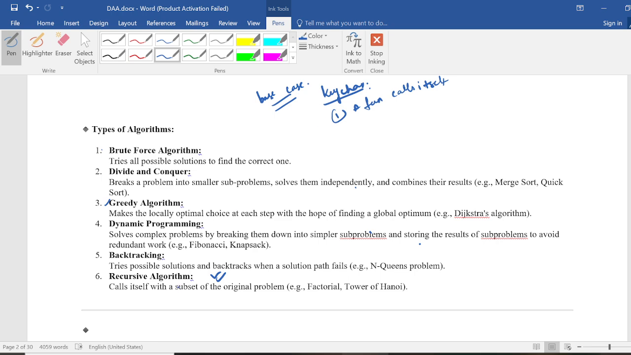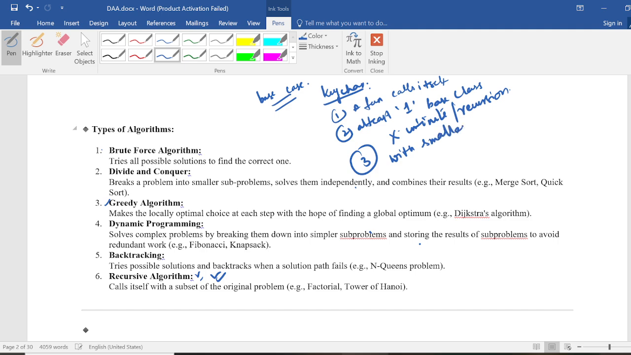These are the key characteristics of a recursive algorithm. Second, it must have at least one base case to prevent infinite loop or recursion. And third, it solves the same problem repeatedly with smaller input. So with only smaller inputs, it will solve the same problem.